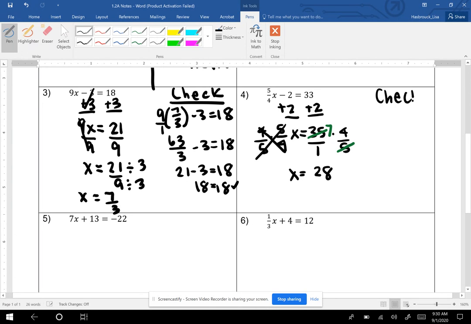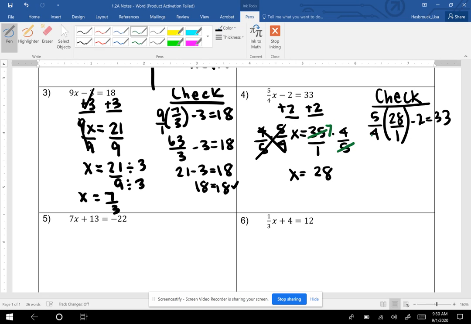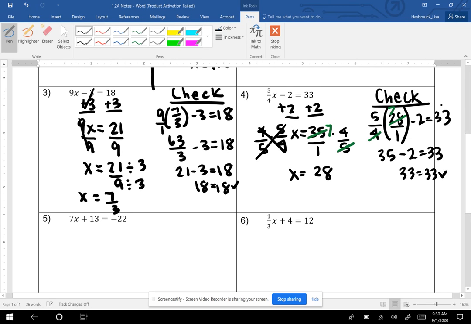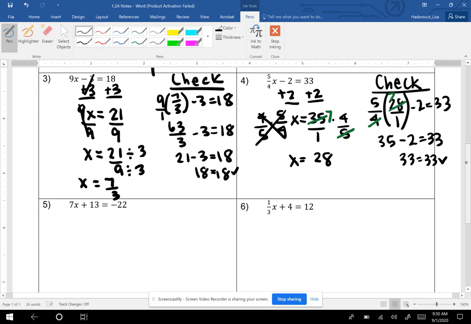To check our answer, we can plug it in again. 5 over 4 times 28 minus 2 equals 33. You put the 28 over 1. Again, we can cross reduce. 4 goes into 28 7 times. 5 times 7 is 35. Minus 2. 35 minus 2 is in fact 33. Notice I am showing all my steps when I check all the way down to the same number on both sides. It's really critical that you do that to get full credit.